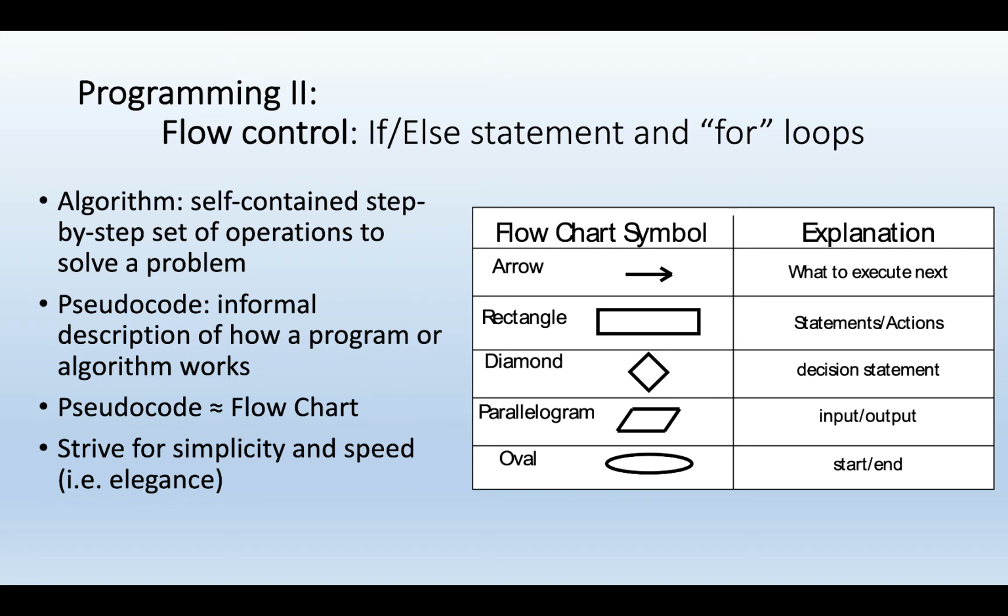Just a heads up on some of the symbols and diagrams coming up. Arrows point you to what to execute next. Rectangles are statements. Diamonds make decisions. Parallelograms are for input and output, and the ovals are the start and the end of the program.